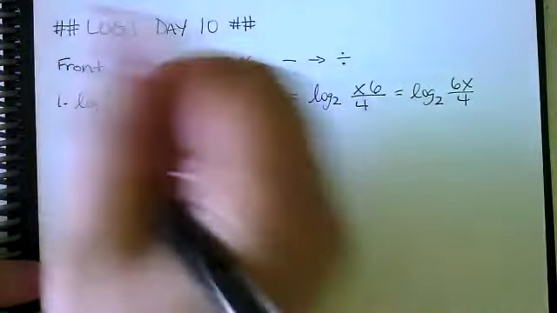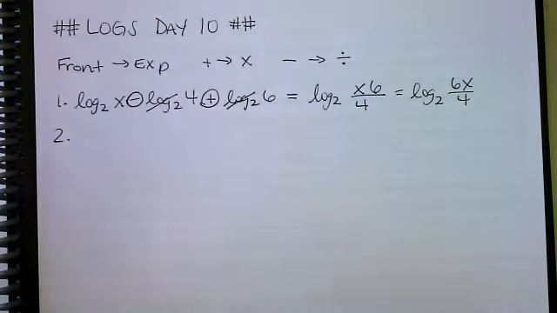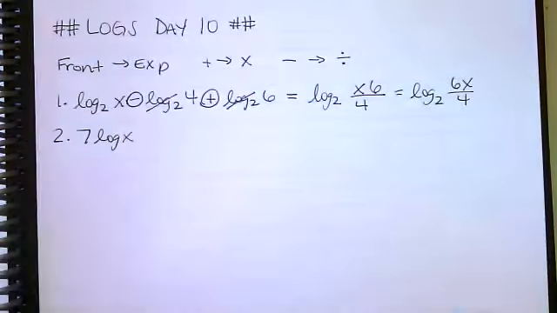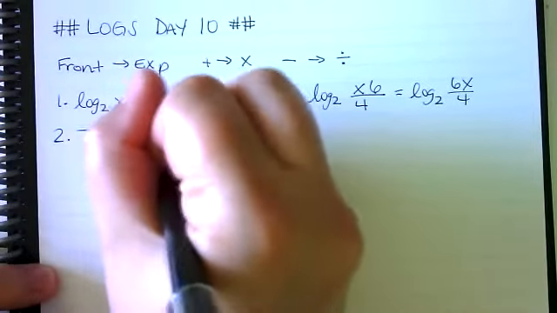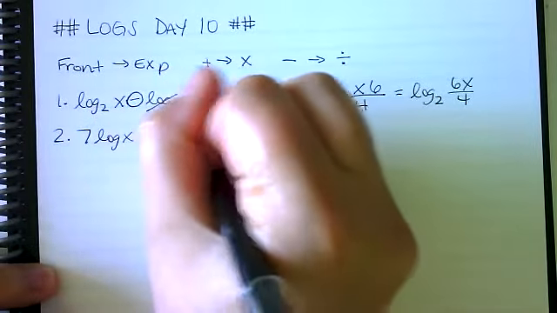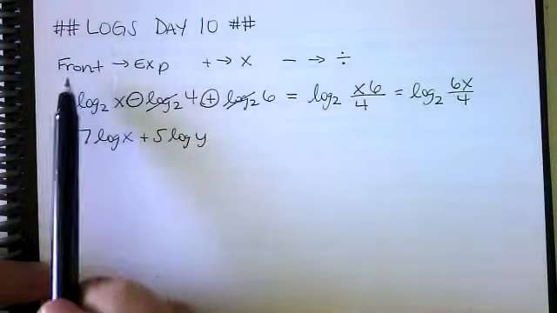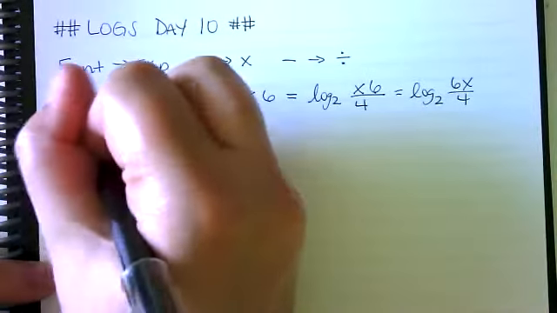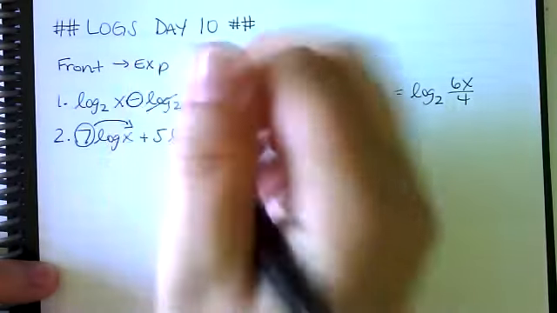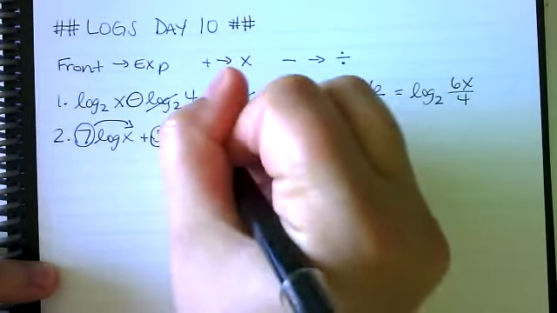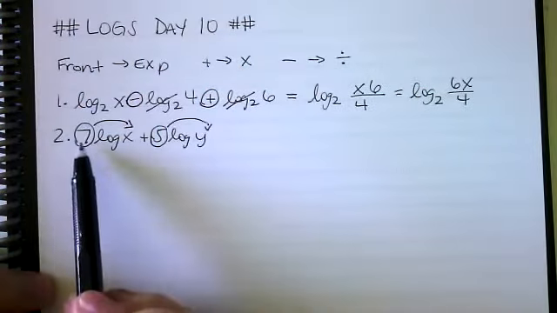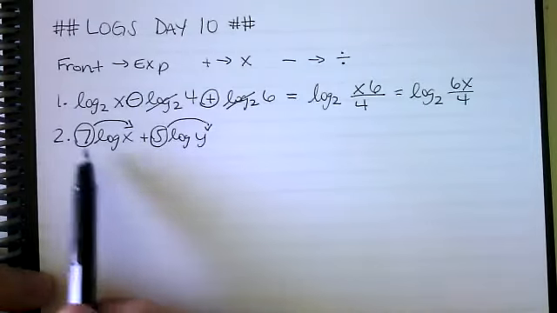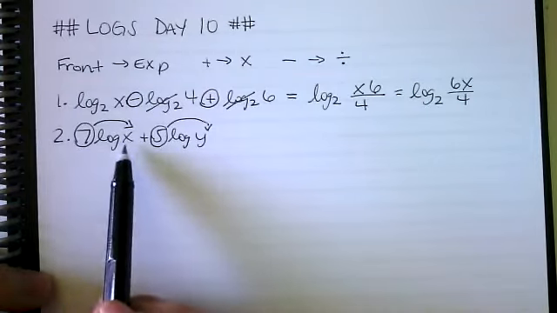For question number 2, we have 7 log x plus 5 log y. So first thing, we are going to take any numbers in front and we're going to turn it into an exponent. So I take this 7, I'm going to move it to the exponent. I take this 5, I'm going to move it to the exponent. And remember, that number in front only goes to this variable here. It does not go to both of them. It just goes to the log that it's connected to.